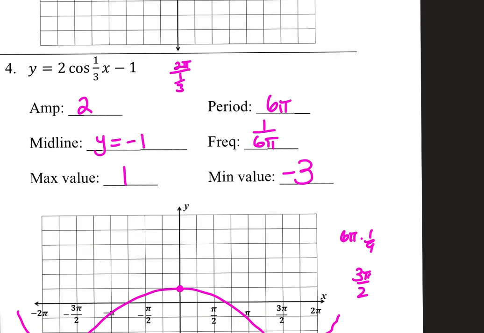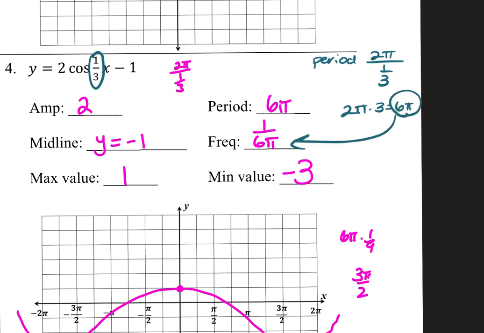So the period comes from B. B is what's attached to the x in this case, which is 1/3. So the period is 2 pi over B. So it'd be 2 pi over 1/3, which is 2 pi times 3, which is 6 pi. That's the period. And then the frequency is literally the reciprocal of it. Just flip it. So if you get one, flip it to get the other.